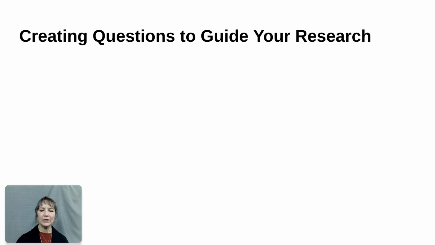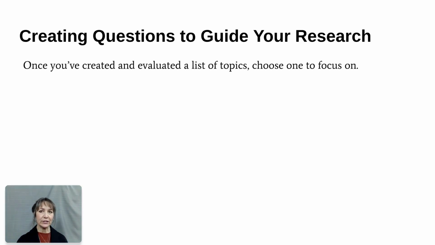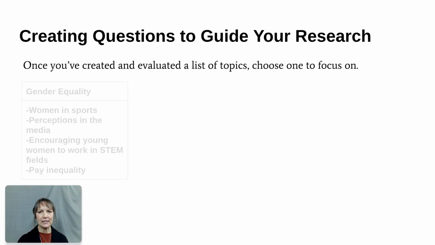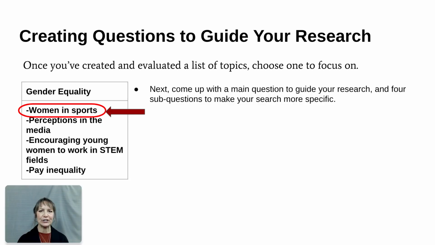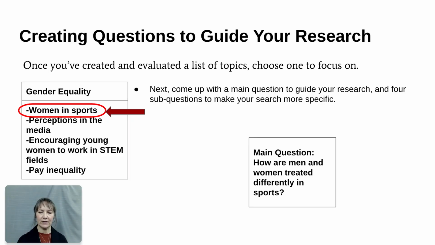When we think about creating questions to guide your research, first you're going to have created and evaluated a list of topics and choose one to focus on. So for this example, we chose gender equality. And out of the subtopics, I think women in sports would be a great thing to explore in my iSearch. So the next thing I'm going to do is come up with a main question to guide my research and then 4 sub-questions to make my search more specific.